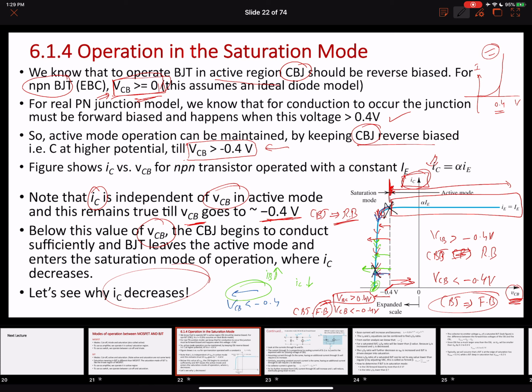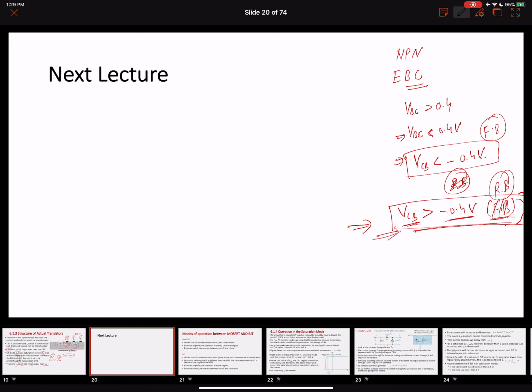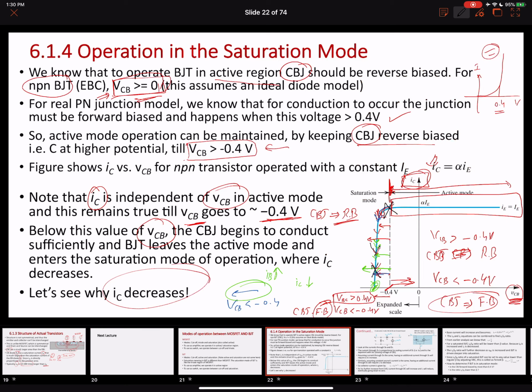Again, in this lecture, we talked about how we can operate the transistor in the saturation mode. For saturation mode, our collector to base junction needs to be forward biased. In order to forward bias the collector to base junction, considering an NPN transistor, we did this analysis: our base to collector voltage should be greater than 0.4 volts, and that will make the collector to base junction forward biased. When that happens, the transistor will enter the saturation region.